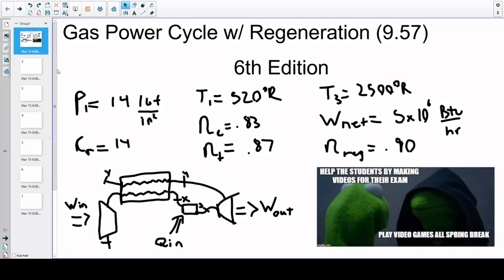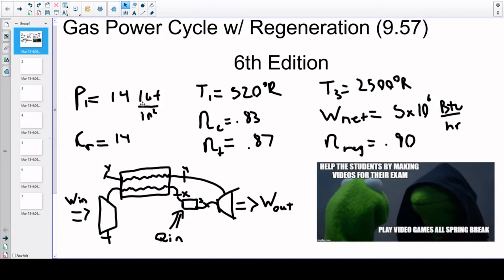Hello again. This is another video. This time it is a gas power cycle with regeneration. This is problem 9.57 in the 6th edition. Pause here if you want to see all the knowns for the problem, but we're going to move on to try and keep the video short.